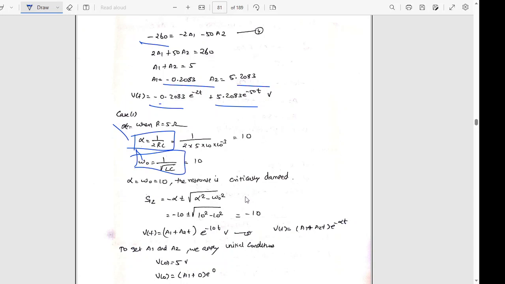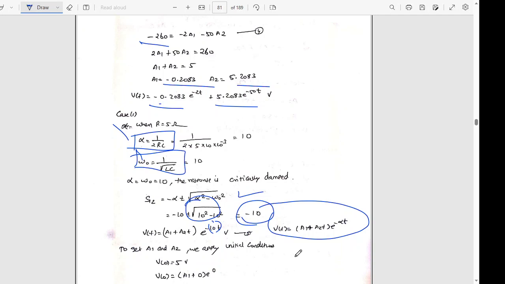A1 plus A2t into e power minus alpha t. This is the formula we have to use, because alpha and omega naught are the same. For now, find out the roots using the same formula. S12 equals minus alpha plus or minus root of alpha square minus omega naught square. This part will become 0. I'll get only the real part, so minus 10 is the value. Now substitute in this: v of t equals a1 plus a2t e power minus 10t. Instead of alpha I can write 10.